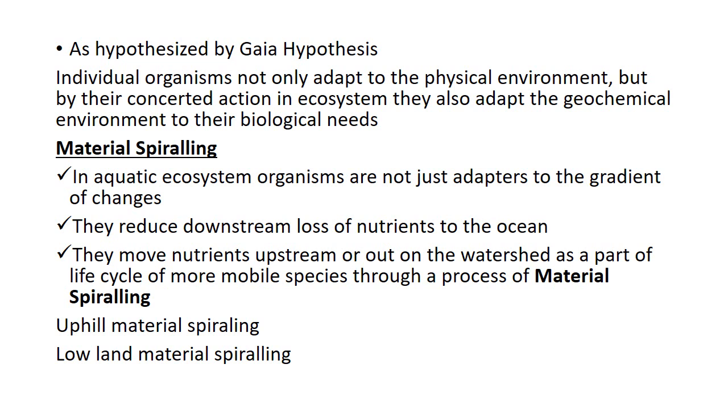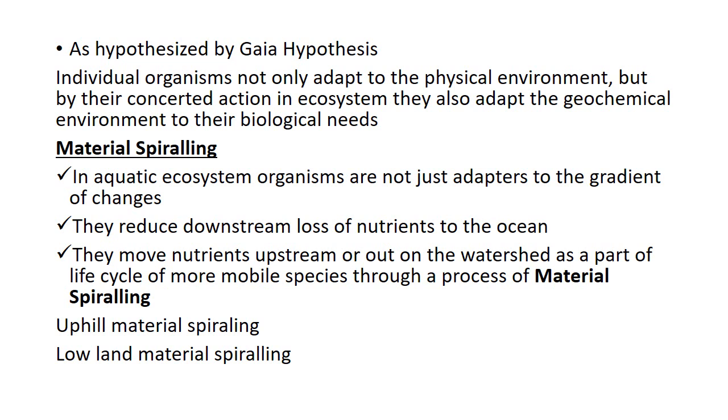In aquatic ecosystems, organisms are not just adapters to the gradient of changes, they also reduce downstream loss of nutrients to the ocean. They move nutrients upstream or out on the watershed as a part of their life cycle, through a process of material spiraling. There are two forms of material spiraling: uphill material spiraling and lowland material spiraling.